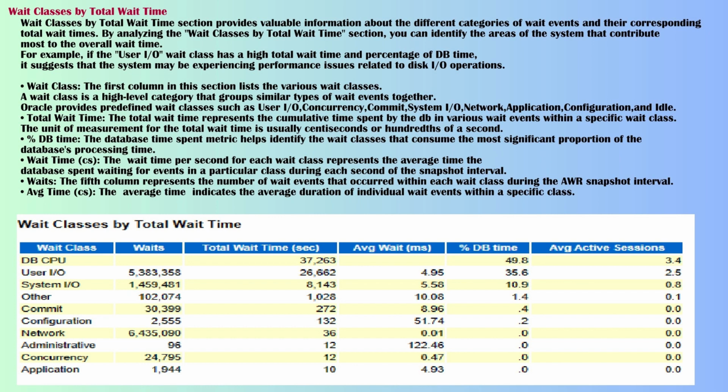Percent DB time. The database time spent metric helps identify the wait classes that consume the most significant proportion of the database's processing time. Wait time. The wait time per second for each wait class represents the average time the database spent waiting for events in a particular class during each second of the snapshot interval. Waits. The fifth column represents the number of wait events that occurred within each wait class during the AWR snapshot interval. Average time. The average time indicates the average duration of individual wait events within a specific class.